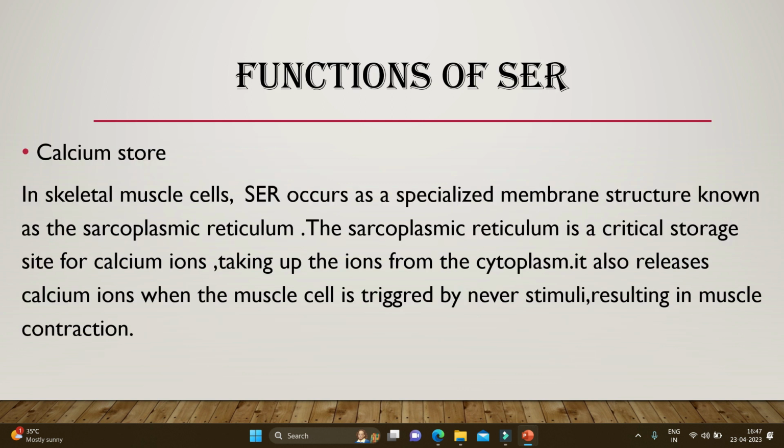Function of smooth endoplasmic reticulum. Calcium store. In skeletal muscle cells, smooth endoplasmic reticulum occurs as a specialized membrane structure known as the sarcoplasmic reticulum. The sarcoplasmic reticulum is a critical storage site for calcium ions. Taking up the ions from the cytoplasm, it also releases calcium ions when the muscle cell is triggered by stimuli, resulting in muscle contraction.